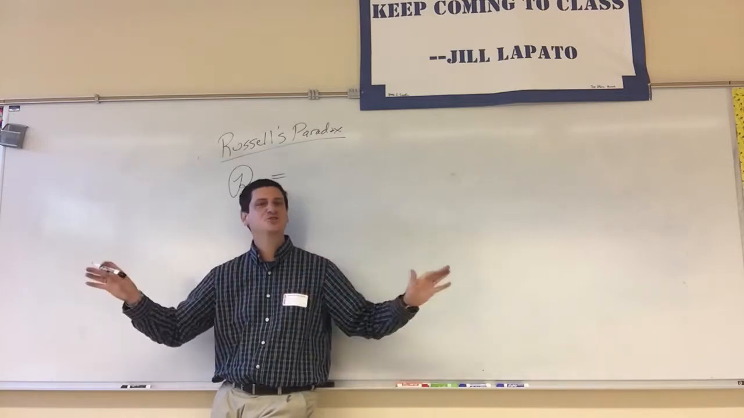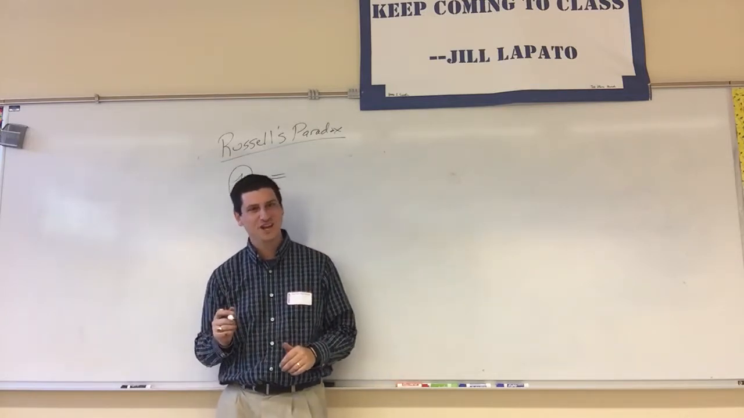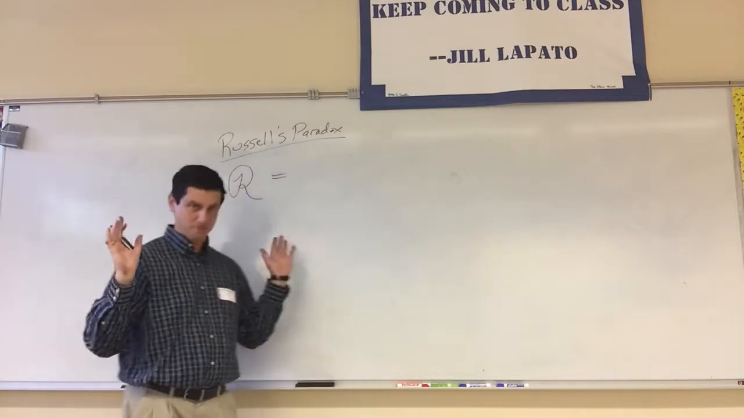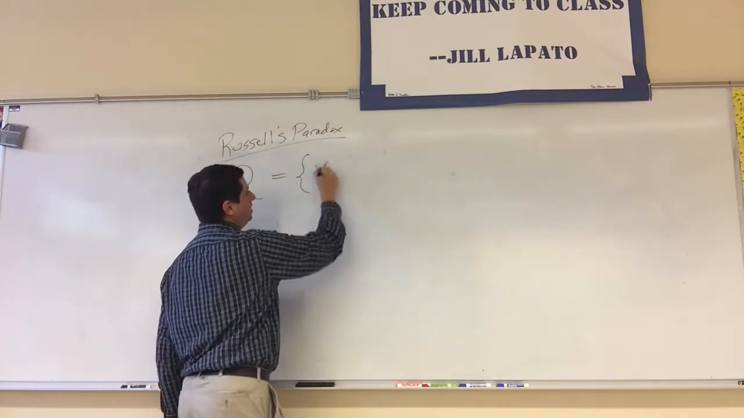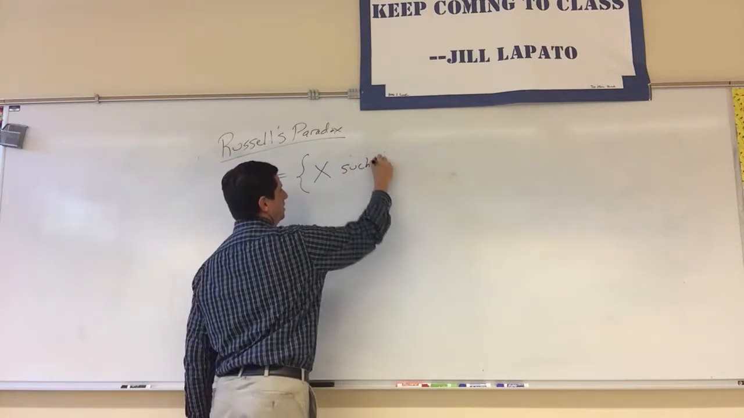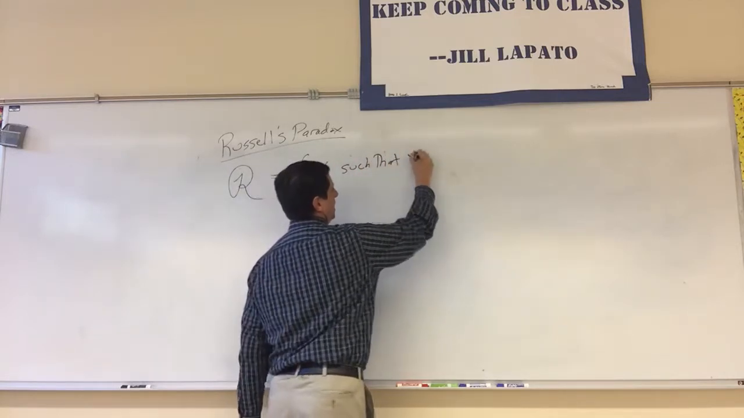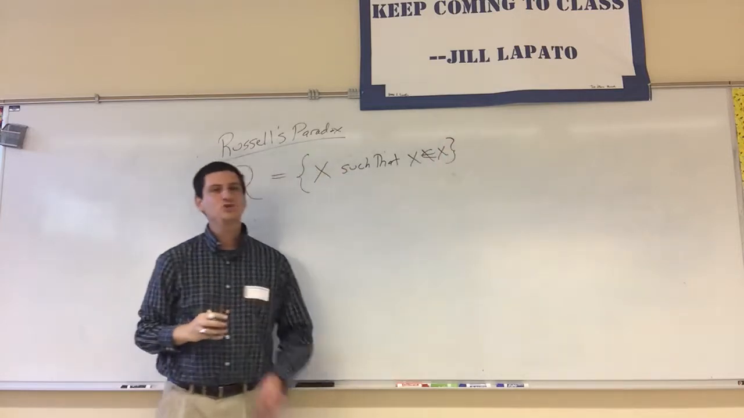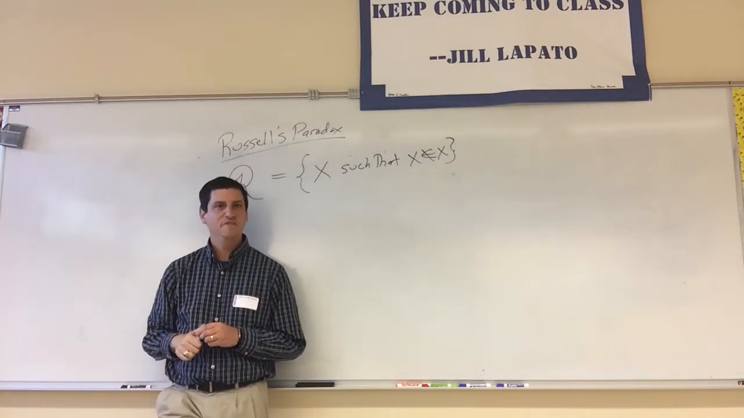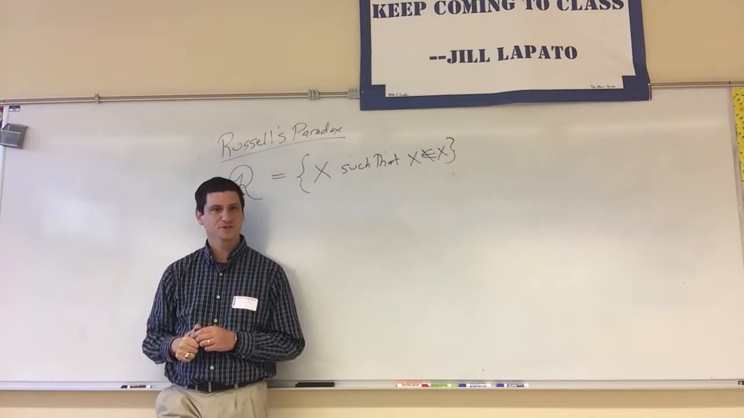And it completely destroys the axiomatic approach Frege had built. But he was very good about, yeah, this is a serious issue that needs to be addressed. So R is going to be the set of all elements X such that X is not an element of X. Now, normally we don't talk about things being an element of themselves. Very few things are elements of themselves.